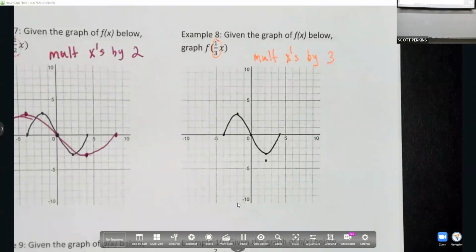Perfect. And then Clarissa, just like you said, since you're multiplying by 3, that means all the x's are going to get bigger, and I'm stretching it out. Okay, great questions. You guys are doing really great with your questions today. I appreciate it. Helps me be a better instructor when you ask questions.